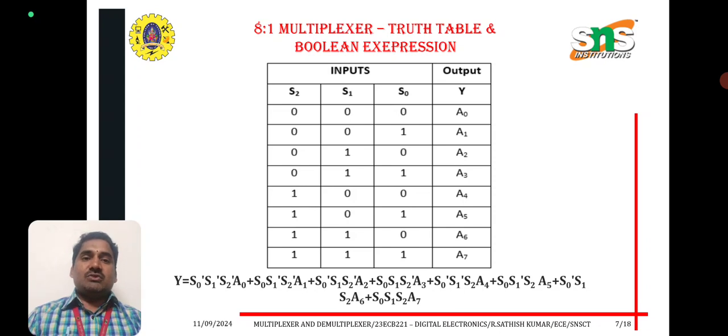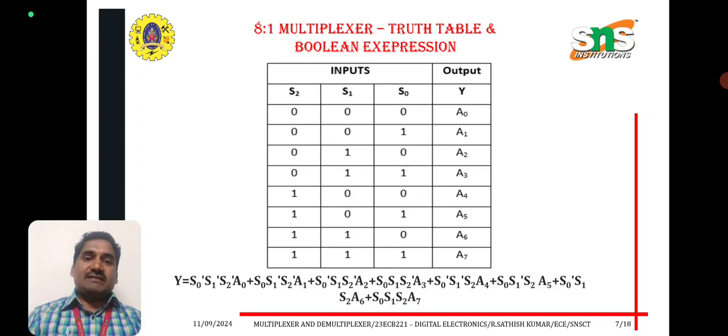S0, S1, S2. 0, 0, 0 means output Y is A0. 0, 0, 1 A1. 0, 1, 0 A2. 0, 1, 1 A3. 1, 0, 0 A4. 1, 0, 1 A5. 1, 1, 0 A6. 1, 1, 1 A7. See, S0 being 0 means S0 bar.